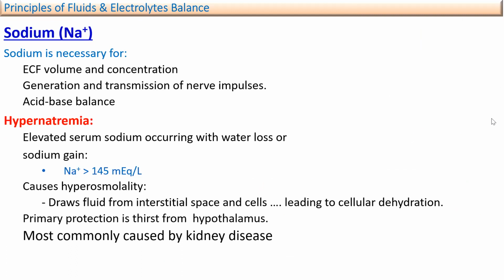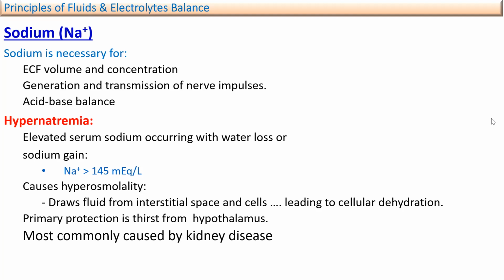Sodium is necessary for ECF volume and concentration, to maintain the normal distribution of fluids between the ICF and the ECF. It is also necessary for the generation and transmission of nerve impulses, which explains why patients with hyponatremia or hypernatremia exhibit neurologic symptoms and manifestations, including coma. And also it's necessary for the acid-base balance.